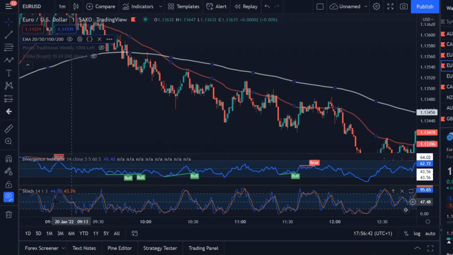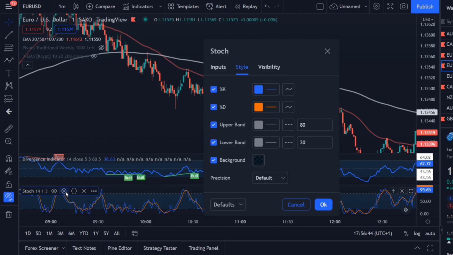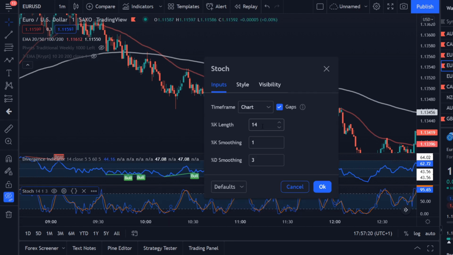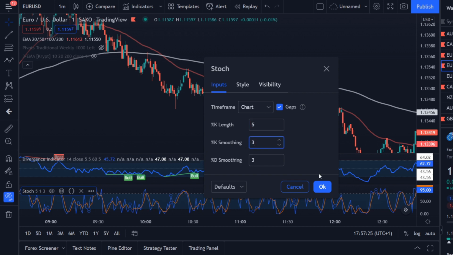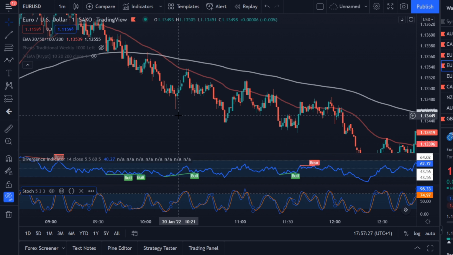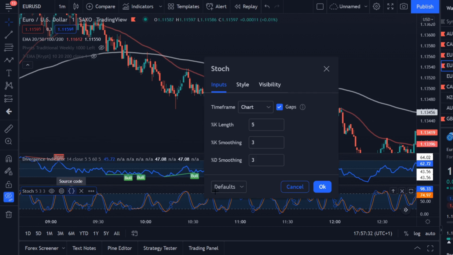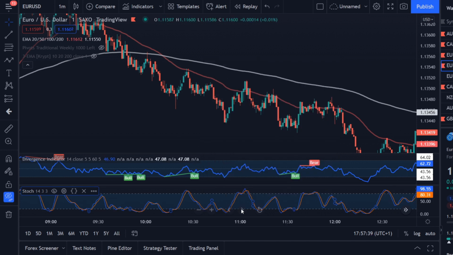This is the default settings, and over here the stochastic, and I would like to change this to 5, 3, 3 if you are looking on a 1-minute time frame. If you're looking at the 15 minute or higher, then usually the 14, 3, 3 might be better, but you can play around with this, but I prefer the 5, 3, 3 for this 1-minute time frame.